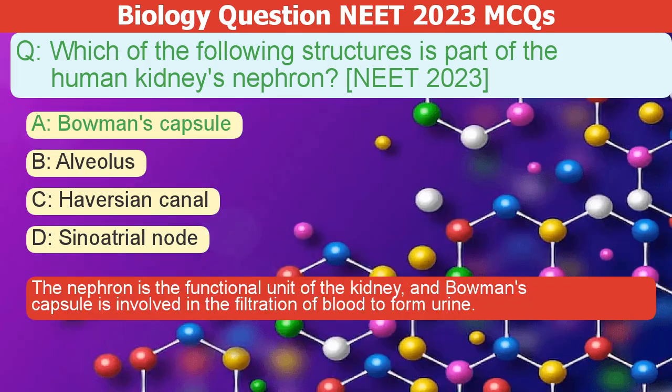The correct answer is A. The nephron is the functional unit of the kidney, and Bowman's capsule is involved in the filtration of blood to form urine.